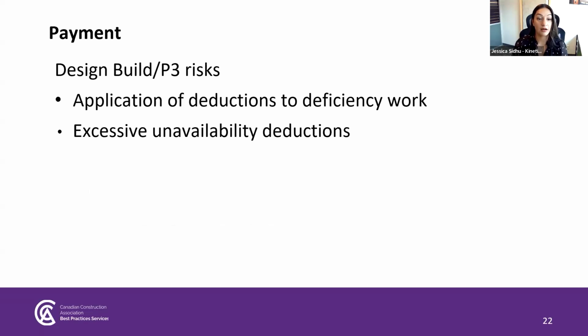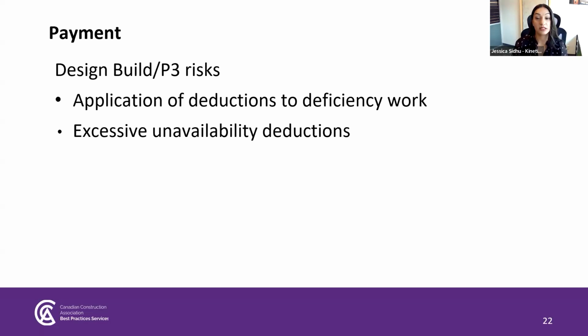So on the topic of design, build, and P3 projects, there are specific risks noted with payment here. The concept of minor deficiencies is well established in the industry. As a project reaches substantial performance, the owner and contractor create a list of minor deficiencies. These must be rectified, but the parties agree that they do not prevent the project from achieving substantial performance.